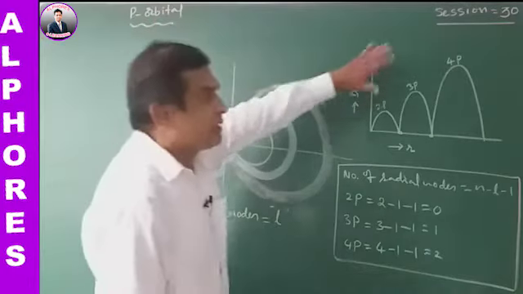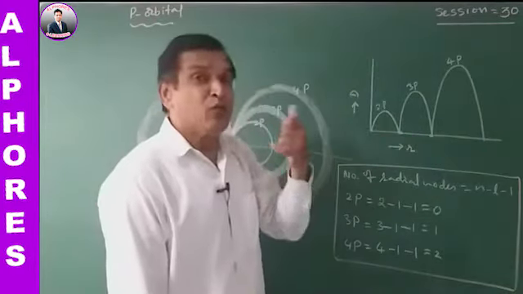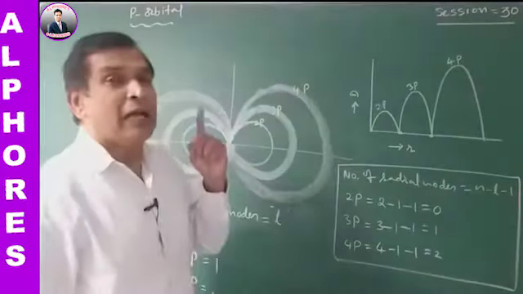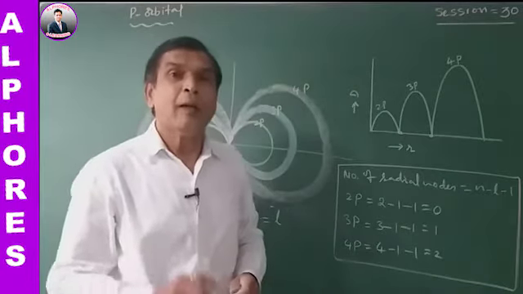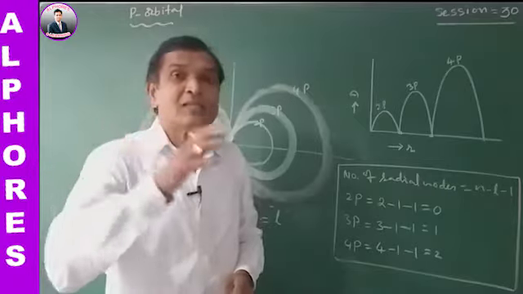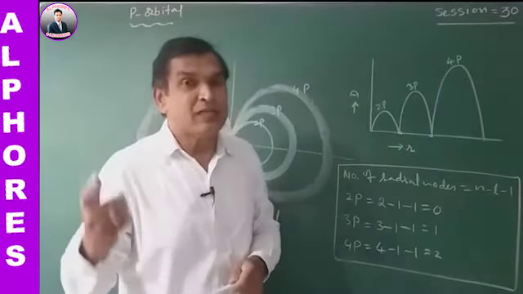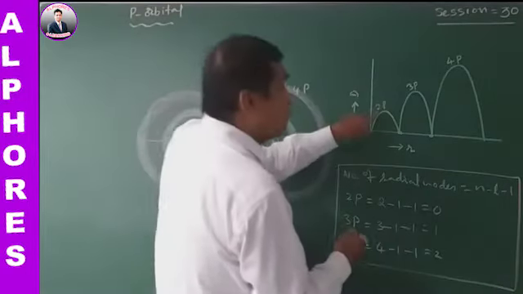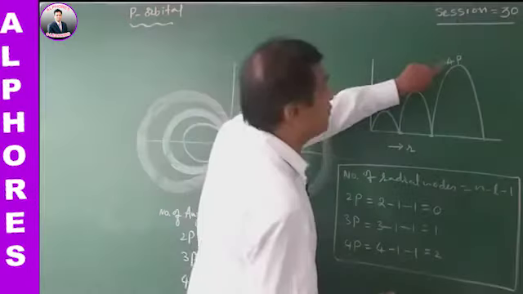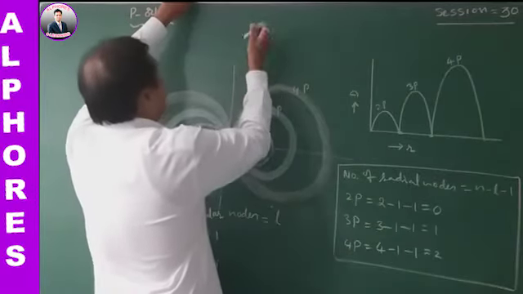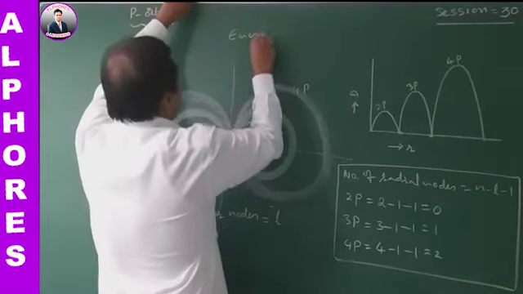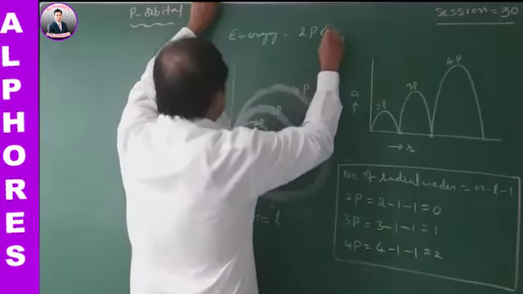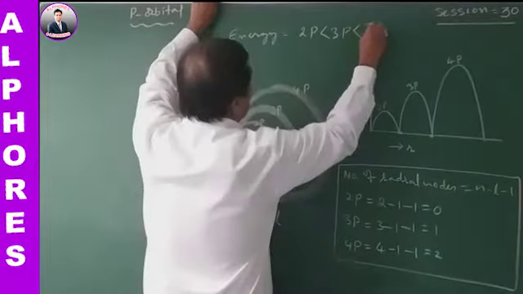So 2p orbital, 3p orbital, 4p orbital, and you can also add one more point. We have 3 different orbitals, and what is the energy of these p orbitals? Remember, according to Bohr's theory, we learned that as n value increases, that means as the orbit number increases, the energy of the orbital also increases. That means the energy of the 2p orbital is less than 3p, and 3p is less than 4p.